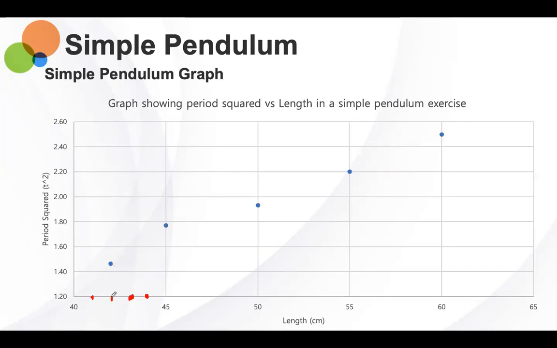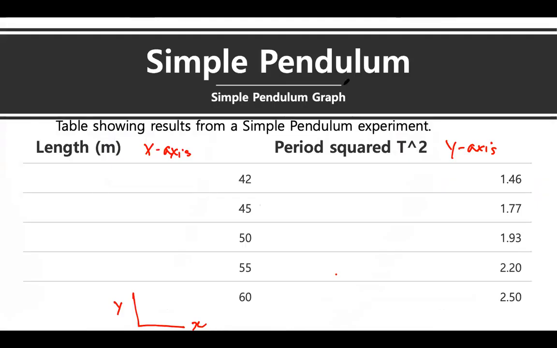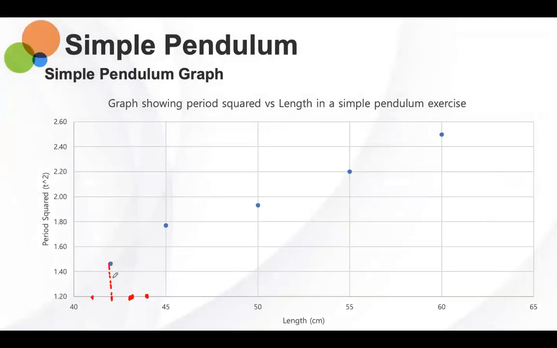So you have 42, and then on the y-axis we had 1.46. So 42 and 1.46. What is in the middle of 1.4 and 1.6? What's in the middle here? 1.5, sir. Yes, so 1.5 would be here. So therefore 1.46 would be a little bit below, somewhere here.